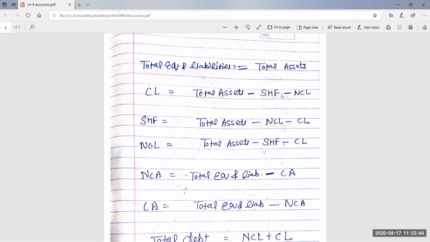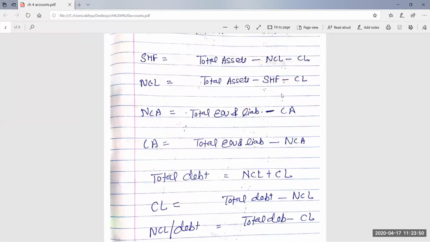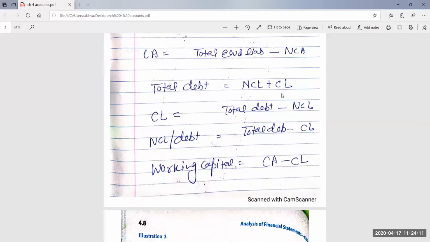Okay, so total assets minus shareholder funds minus current liability. If we have to find out non-current assets, and the total assets or the total liabilities are given, it doesn't make any difference because both are the same. So we can also write total equity and liability or total assets, whatever is given, minus current assets. For current assets, total equity and liability minus non-current assets. Total debt, I told you earlier, is non-current liability plus current liability. If total debt is given and we have to find out current liability, then total debt minus non-current liability. Debt means only the non-current liability, and total debt means non-current plus current.